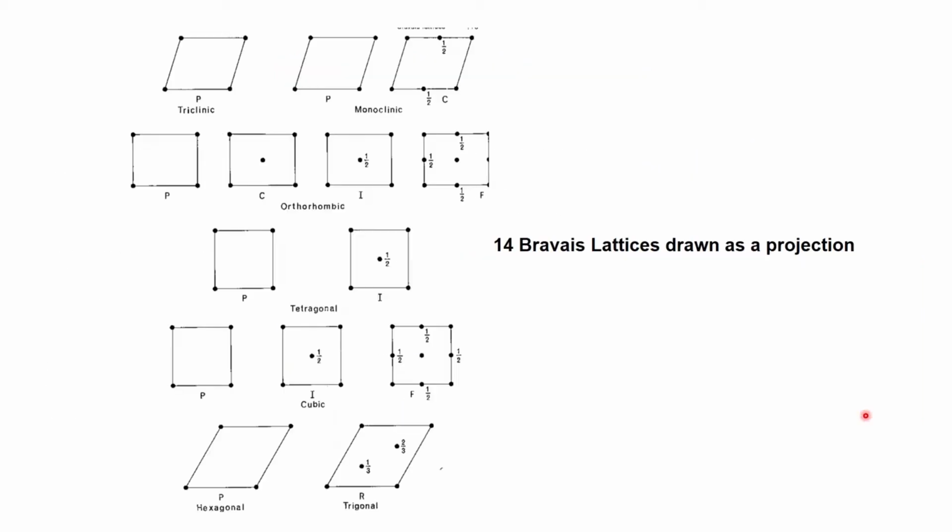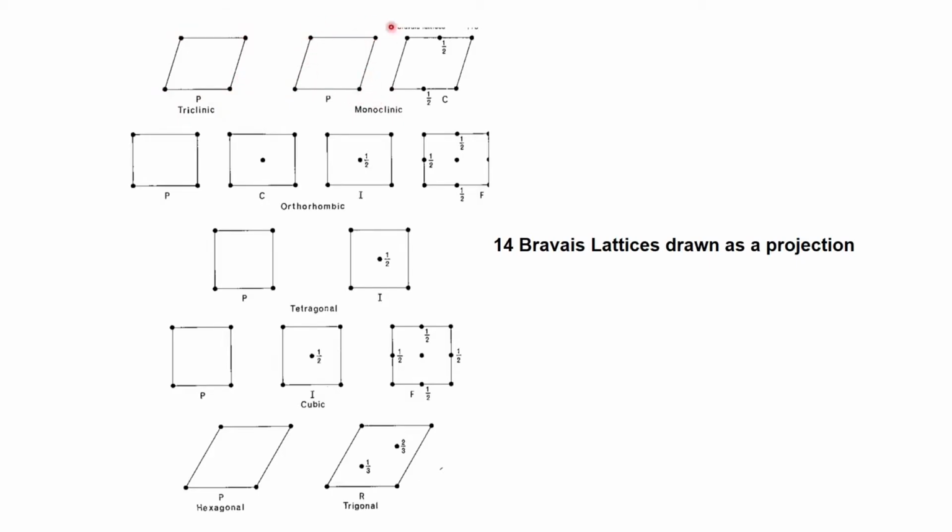I have got another illustration which is much more simple and straightforward, and this is drawn in projection. So I have drawn the 14 Bravais lattices in projection, and this drawing will clearly tell us how we can arrive at the 14 Bravais lattices. We always want 2-dimensional representations. So here you see that in case of the triclinic system we have only a primitive lattice. In case of the monoclinic system we have the primitive lattice.